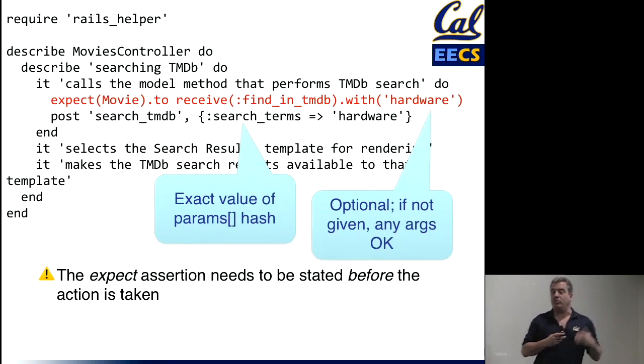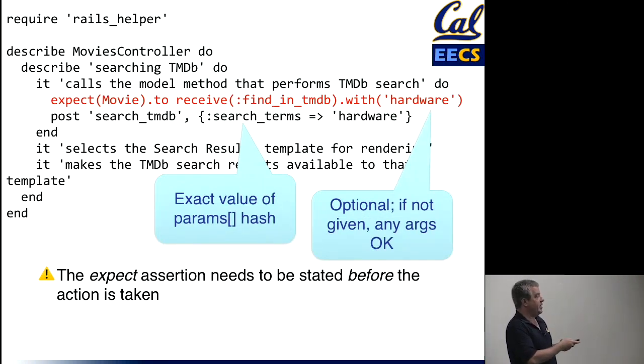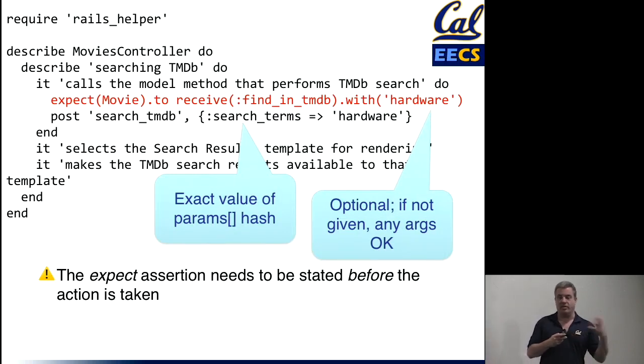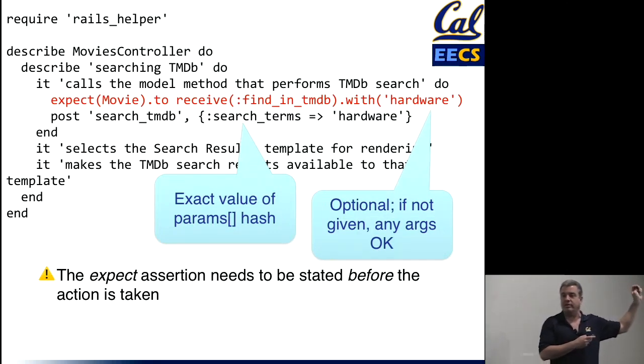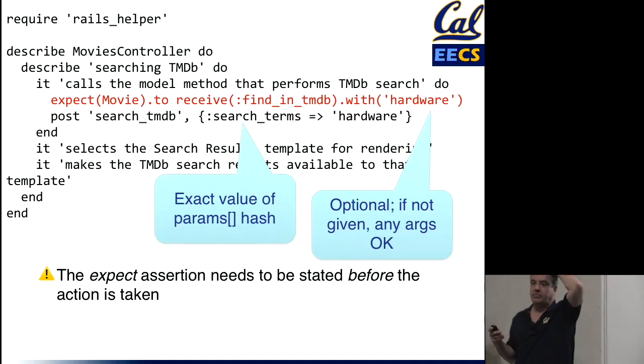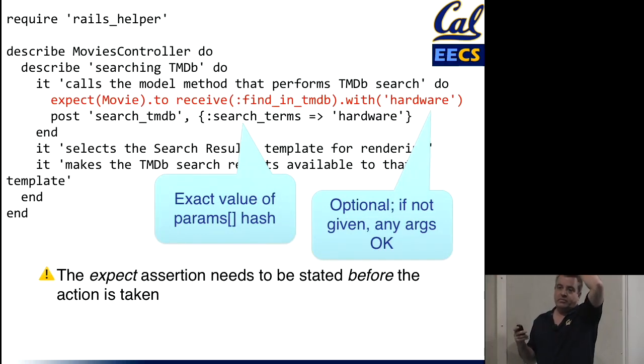Thinking about isolation, what would be an argument for keeping this test the way it is, even after the real find in TMDB method has been implemented and we know it's working and stuff like that? Why do I still probably want to keep this test case just like this, calling a fake method? Give it a try. Well, this test is for the controller, right? This test is for the controller. You don't want to have the controller test be dependent on that other test.